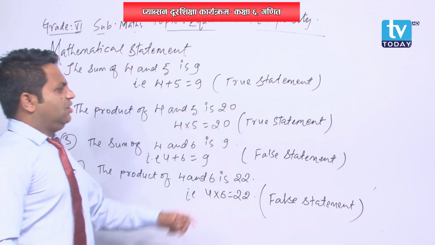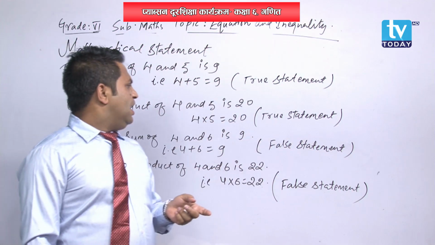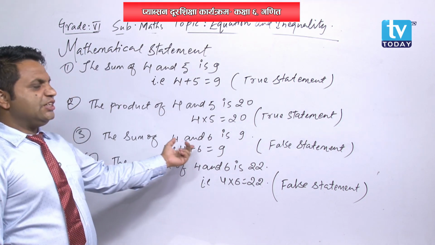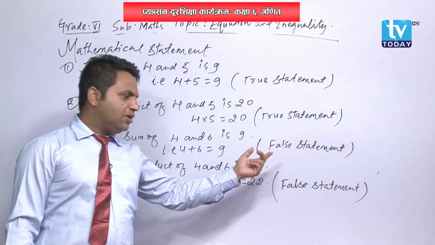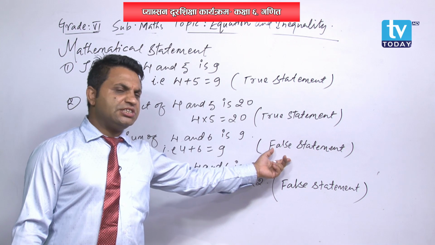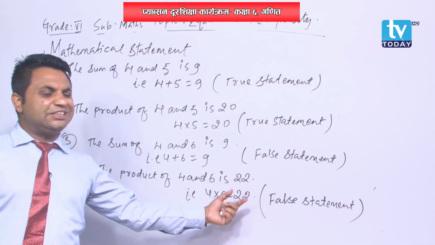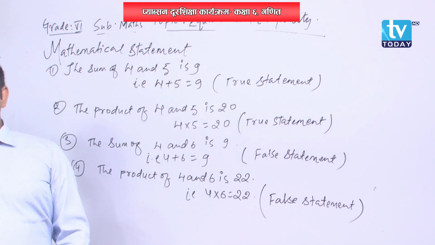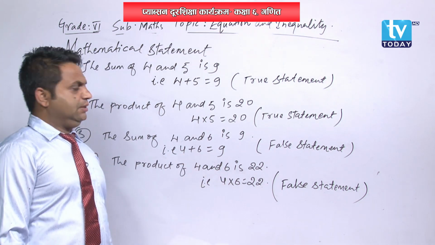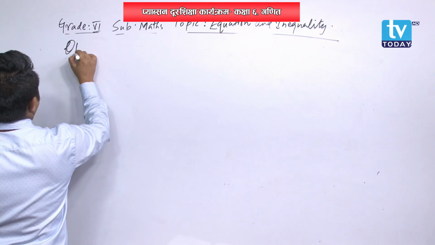Is that clear? There are two true statements. The sum of 4 and 5 is 9, this is a true statement. And the product of 4 and 5 is 20, this is a true statement. And the sum of 4 and 6 is 9, this is a false statement, because 4 plus 6 is 10, but 10 cannot be equal to 9. And 4 sixes are 24, so 4 into 6 is 22 cannot be true. So this is also a false statement. Got this point? Okay. Now the open mathematical statement.